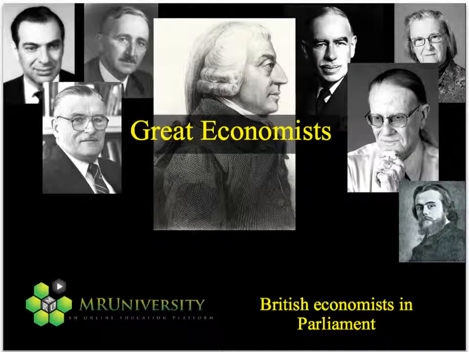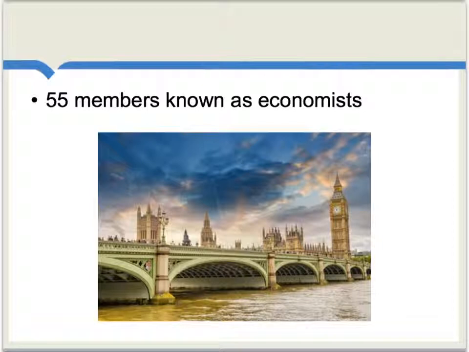One interesting way to understand how British classical economists really thought is to look at their voting behavior when they were in Parliament. From the time period spanning David Ricardo to John Stuart Mill, from the early to the midpoint of the 19th century, there are 55 members of Parliament who quite plausibly can be thought of as economists because they were economic writers.